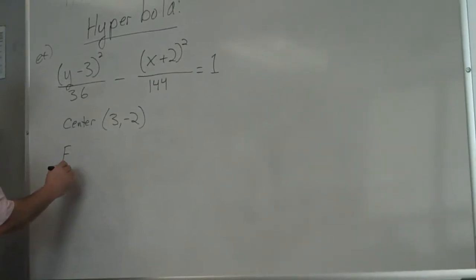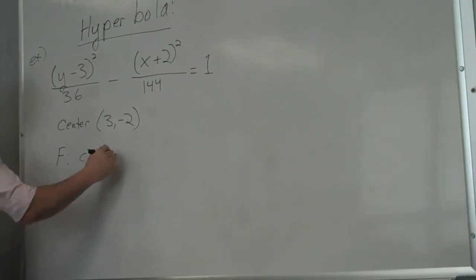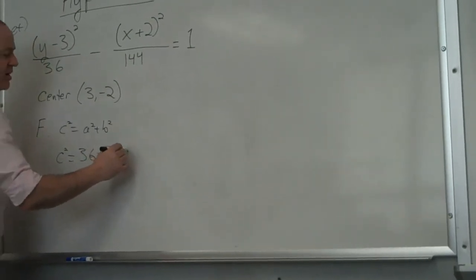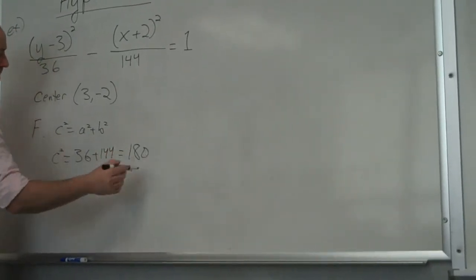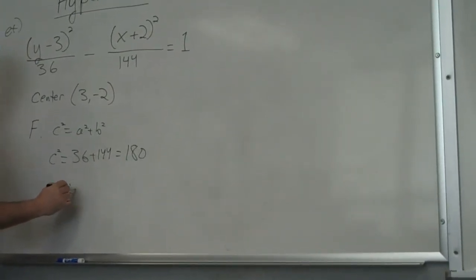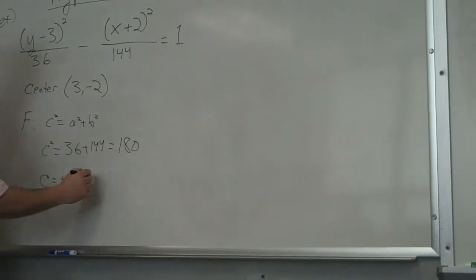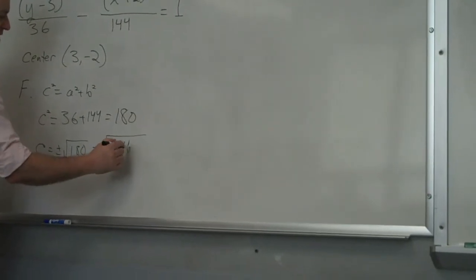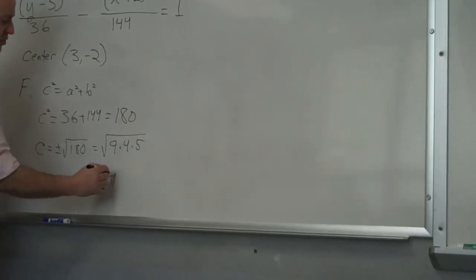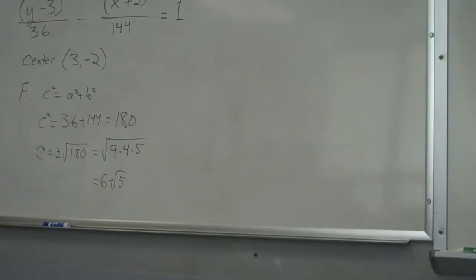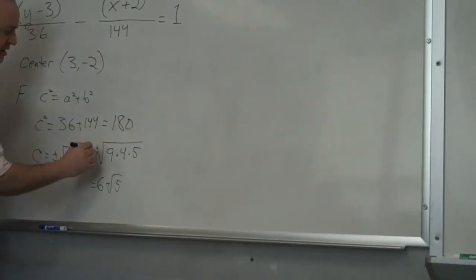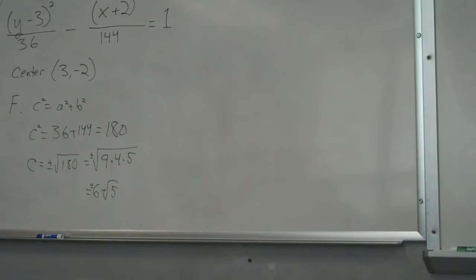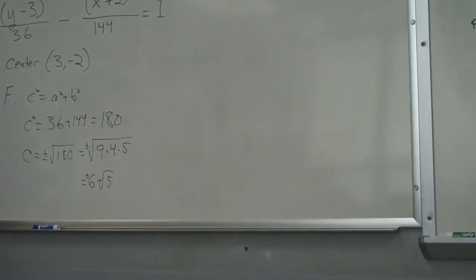How far the foci will be. For the foci, c squared equals a squared plus b squared. So c squared is going to equal 36 plus 144, which is 180. That's annoying. So c is plus or minus the square root of 180, which is the square root of 9 times 20, so it's 9 times 4 times 5. So that's 6 root 5. Root 5 is about 2 point something, so that's going to be 12-ish, between 12 and 13.